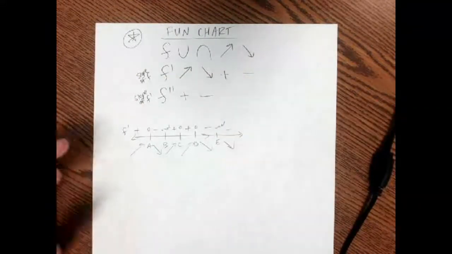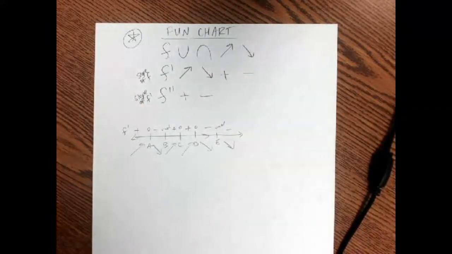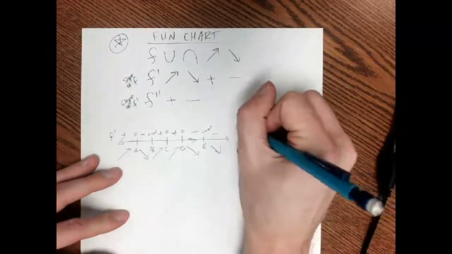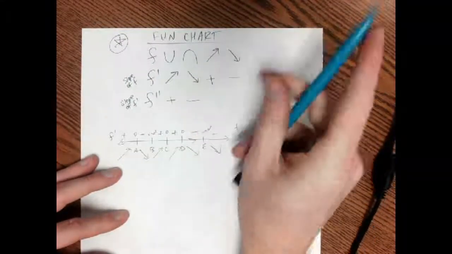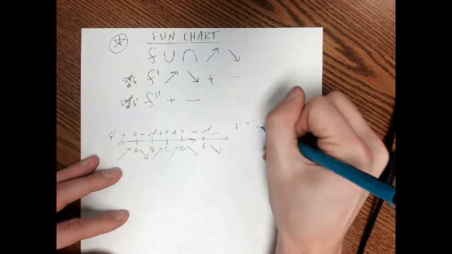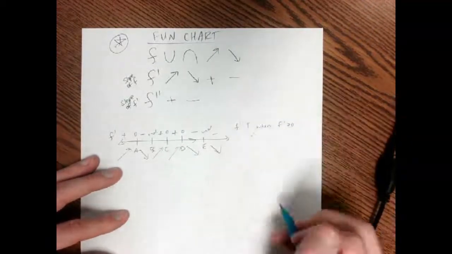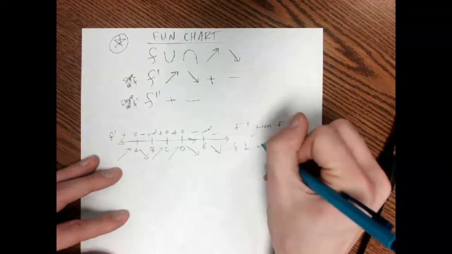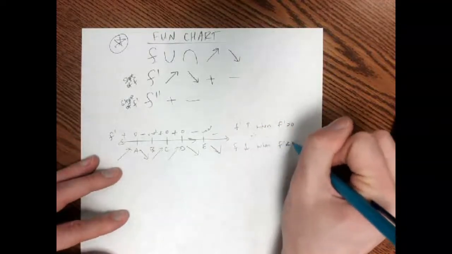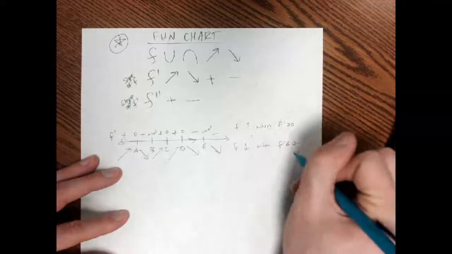So you can answer anything you want to know about increasing or decreasing. You'd say, hey, f is increasing when f prime is greater than 0. Then you just tell me what those intervals are. You could say f is decreasing when f prime is less than 0. And you tell me what those intervals are.